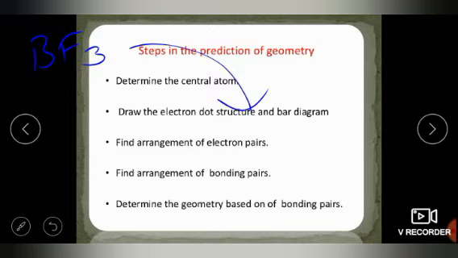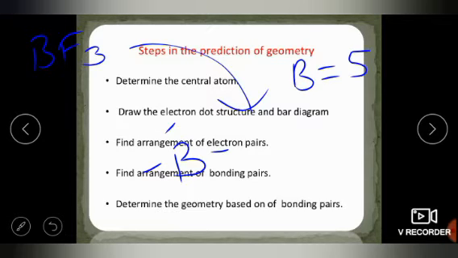If I take the example of BF3, you identified that boron is the central atom. After that, you should know the electron dot structure that I told you. You can only draw the electron dot structure when you know the electronic configuration. Why does boron have 3 electron dots?